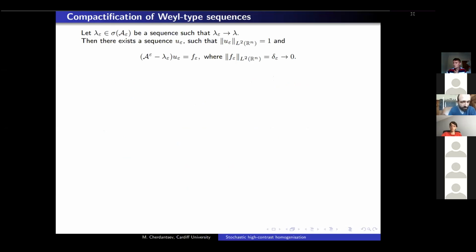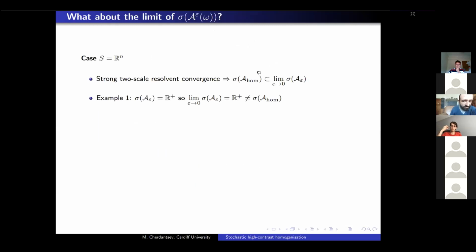Okay, so what can we do? How can we characterize the limit of the spectra? I'll try to go quickly. There are some technical bits here, but I'll talk just about the main idea. So we take a sequence lambda epsilon from the spectra of A epsilon that converges to some lambda. It means that there exists a Weyl-type sequence which satisfies this condition with right-hand side vanishing in the limit. Sorry, where am I now?